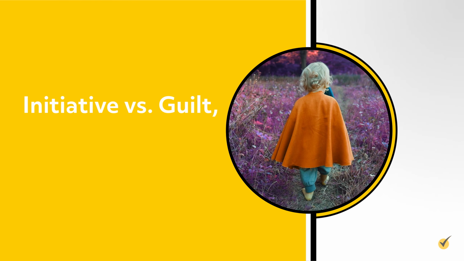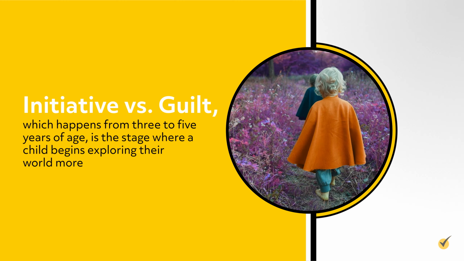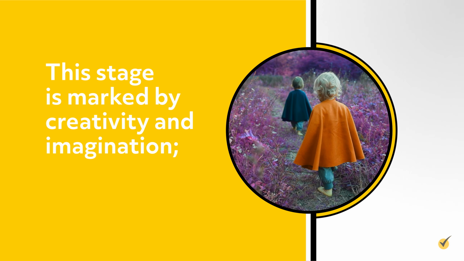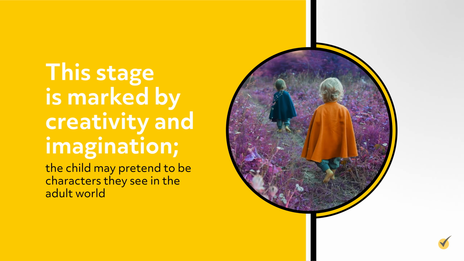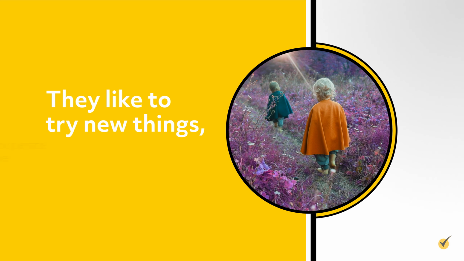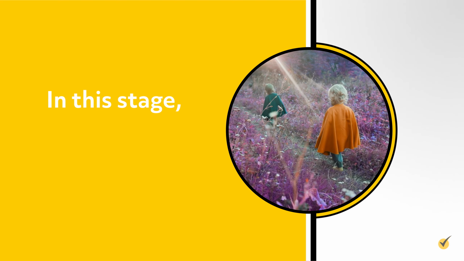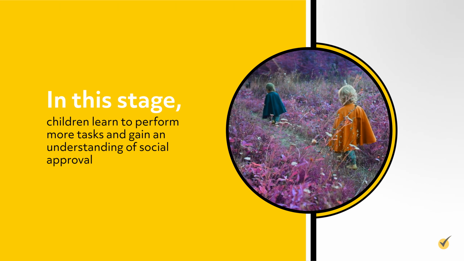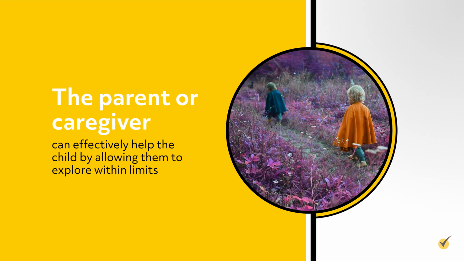Initiative versus guilt, which happens from 3 to 5 years of age, is the stage where a child begins exploring their world more. This stage is marked by creativity and imagination. The child may pretend to be characters they see in the adult world. They like to try new things, such as learning to cooperate with others to achieve common goals. In this stage, children learn to perform more tasks and gain an understanding of social approval. The parent or caregiver can effectively help the child by allowing them to explore within limits.